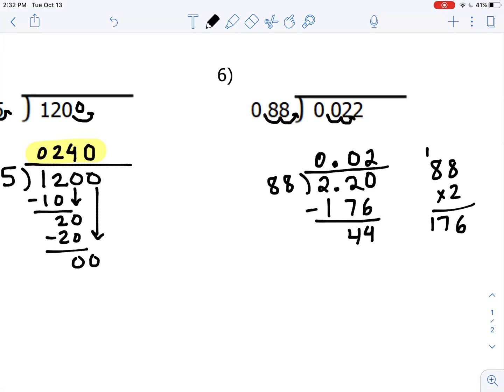Go ahead and show your borrowing for that one. It's hard for me on this screen. It kind of gets sloppy.